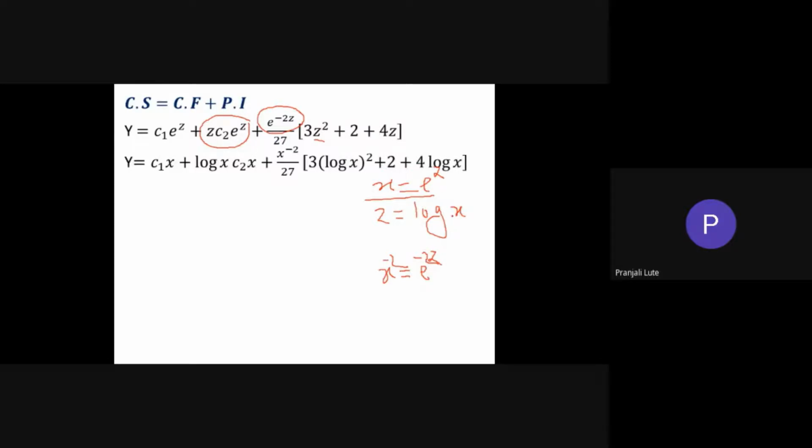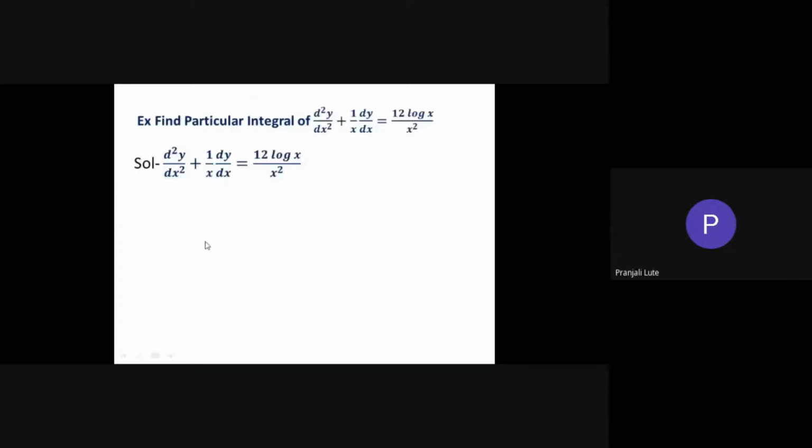The next example of finding solution. In this example, your question is only to find the particular integral. Complete solution is complementary function plus particular integral, but your question is only to find out the particular integral. So we will find only the particular integral.